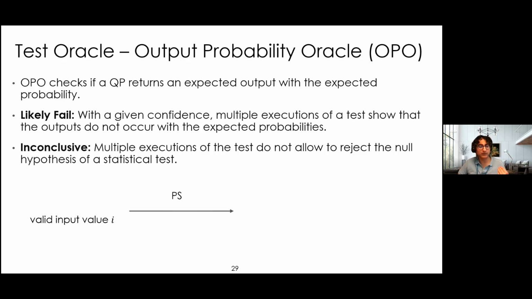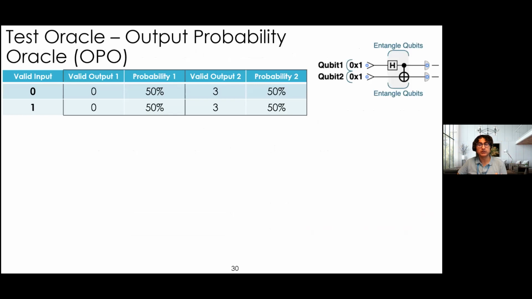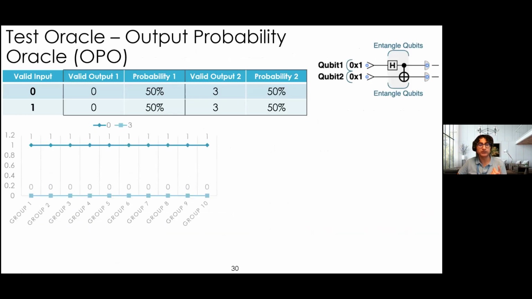So for example, this is my valid input according to the program specification, and I get a valid output according to a probability. Then we observe. On the top, you can see the probability that was specified according to the program specification. And below, we execute the program and observe the probability, and then we compare these two. We see how different they are according to a statistical test. Just to give an example, something like this.